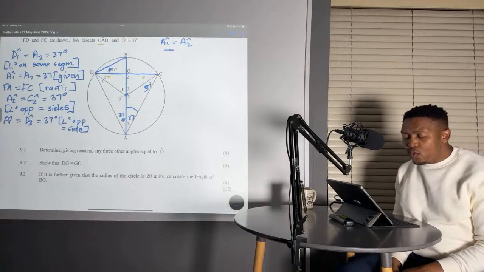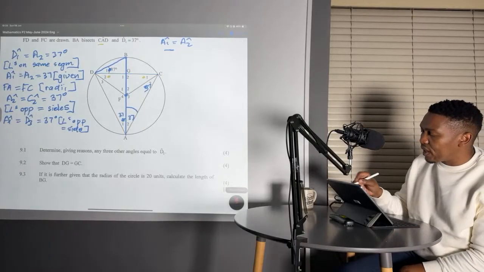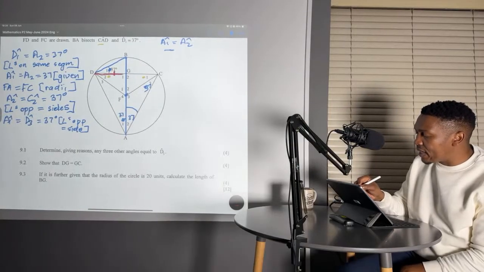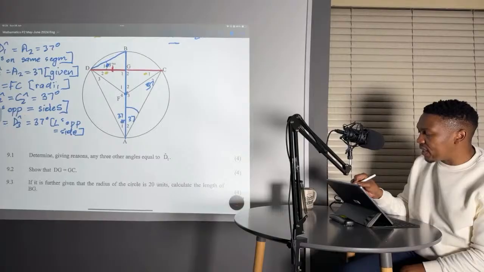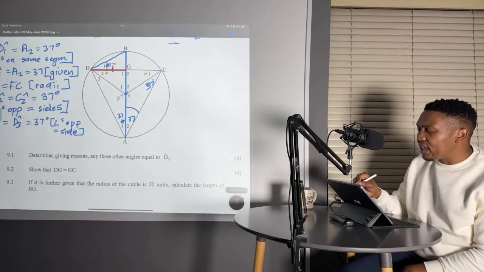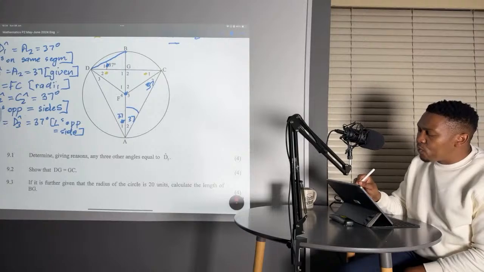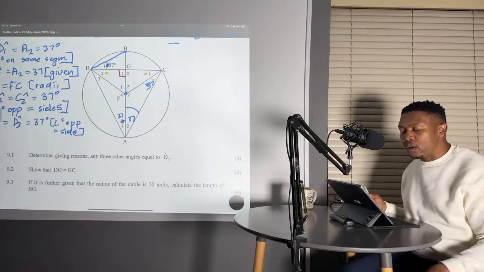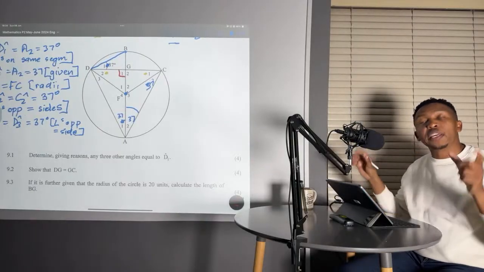Now, in the next question, they say, show that DG is equal to GC. So this line here is equal to GC. I'm sure many of you are already thinking theorem 1, right? Now I want you to please note, if we can prove that either G1 or G2 is actually 90 degrees, then we can prove that the line drawn from the center perpendicular to the chord bisects the chord.